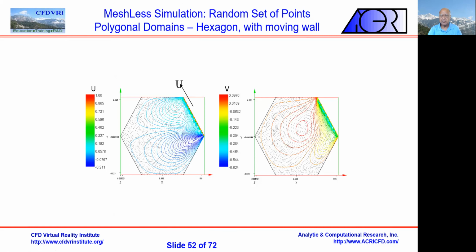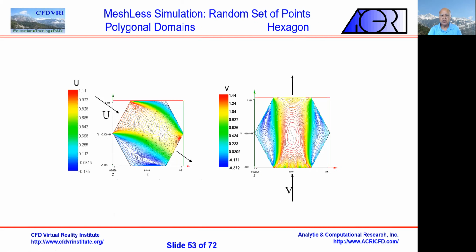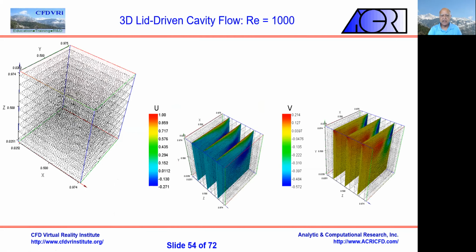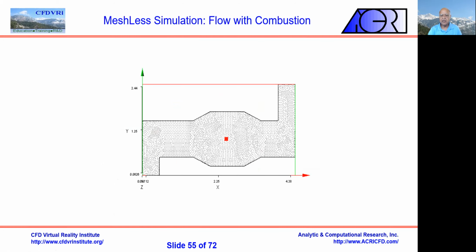This is a random hexagon grid with a moving wall. Okay, one of the walls is moving. And this is basically extension. This is the flow coming through. And this is a three-dimensional square lid-driven cavity.